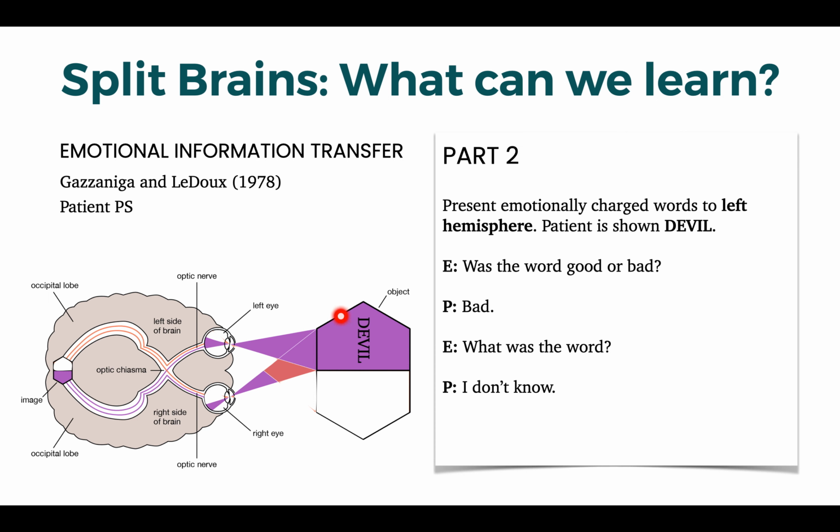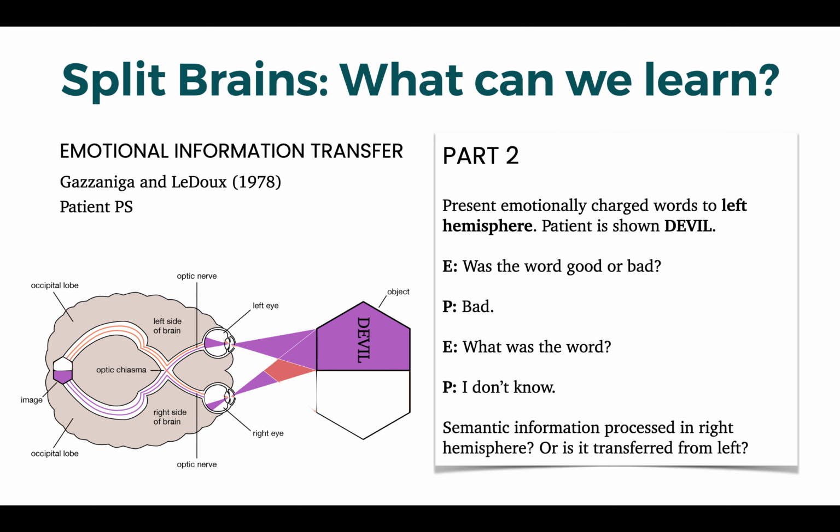So she sees devil with her right hemisphere, and she is able to access that deep semantic content about how the word is valenced, if it's a good or a bad word. But she's not able to reach the label, and the label information would most likely be in the left hemisphere.